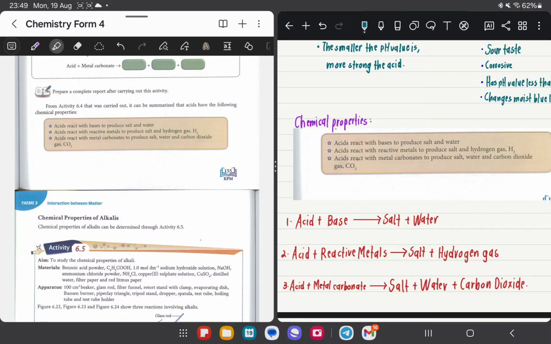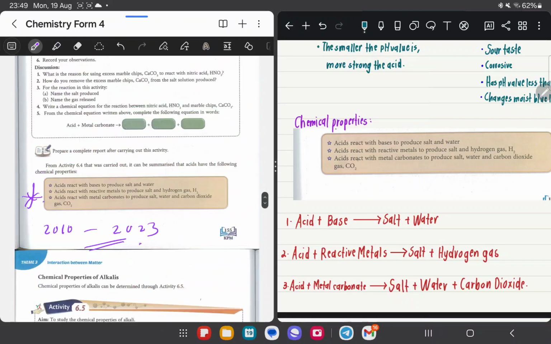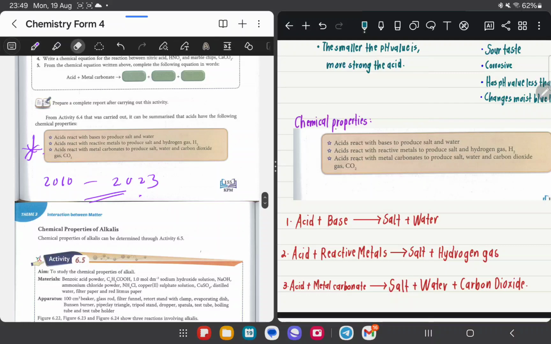So for acid, they have 3 main chemical properties that you should memorize, because from SPM 2010 until today 2023, all the questions are about acid's chemical properties. Tak pernah wujud alkali punya chemical properties question in exam. Saya pun tak tahu apa diorang bengang dengan alkali ini. So saya nak you betul-betul pay attention at this one, because this one 100% going to come out in your exam. Okay, especially in SPM.